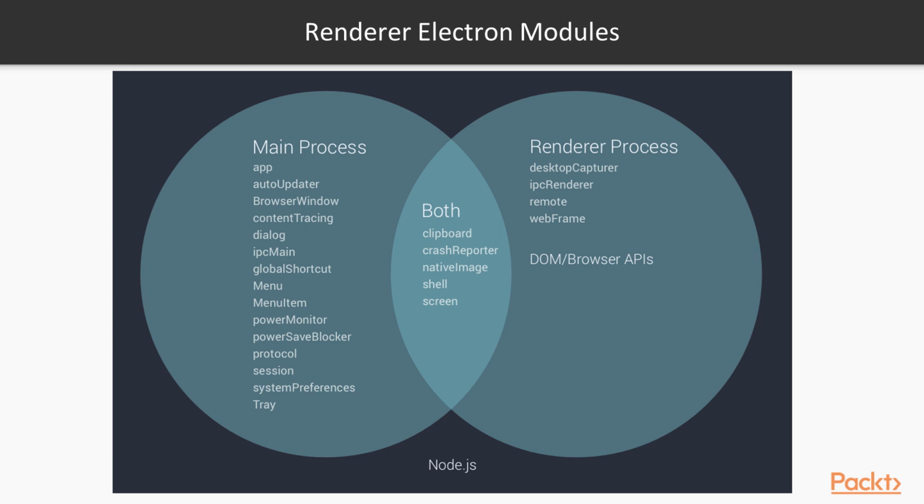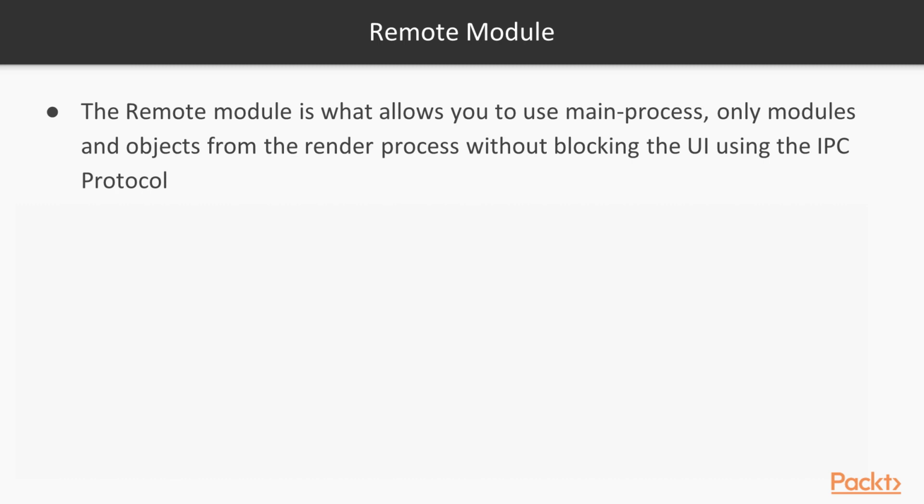The clipboard, crash reporter, native image, shell and screen can be required normally on either the render or the main process and used without any issues. The remote module. So the remote module actually allows you to use main-process-only modules and objects from the render process without blocking the UI, using the IPC protocol.